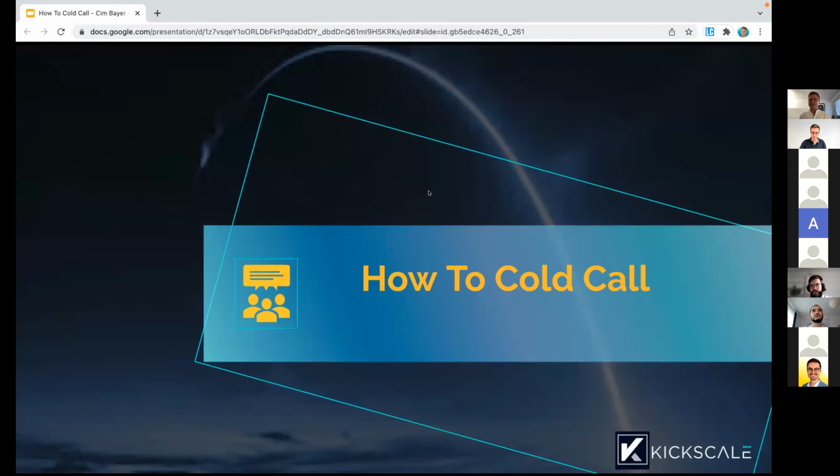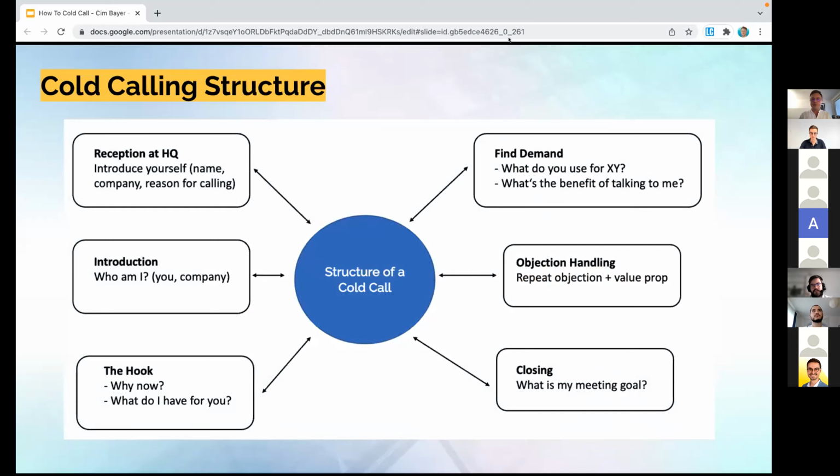So now to the main topic: how to do cold calling. I want to give you a quick overview of the cold calling structure. Most of the time, you probably don't have the direct number of the prospect. So what would you do? You would call the reception at the headquarters. And that's always a hard topic because that's more or less the gatekeeper.